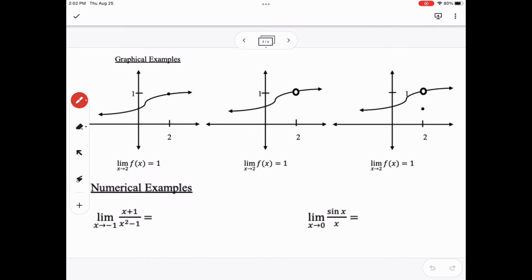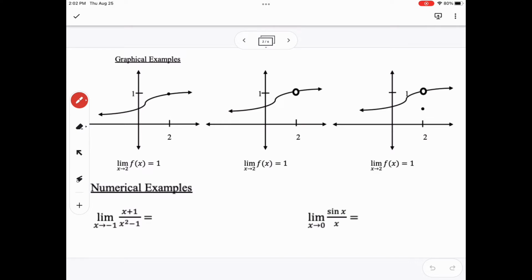The second one, we're still approaching this value of 1, but notice that it's an open circle. So regardless of the open circle and it not being equal to 1 there, the limit is not concerned with whether it is actually defined at that point. It just cares about approaching that value. So from the left and the right, is the function heading towards 1? Then it's the same. So then it's still a limit of 1.